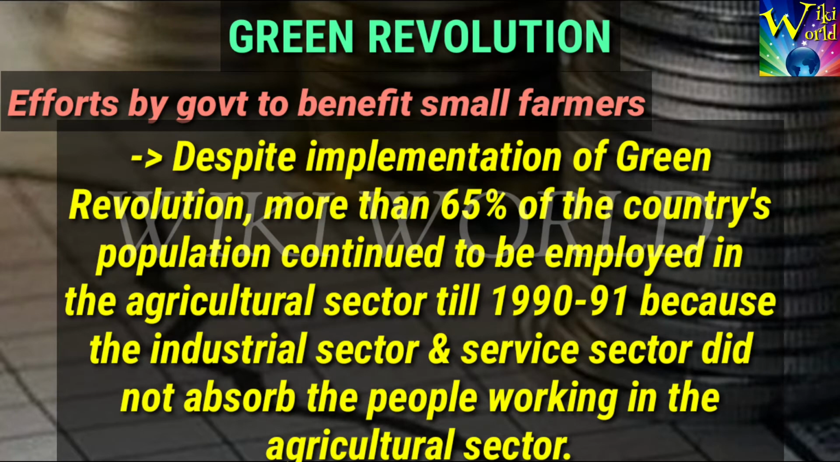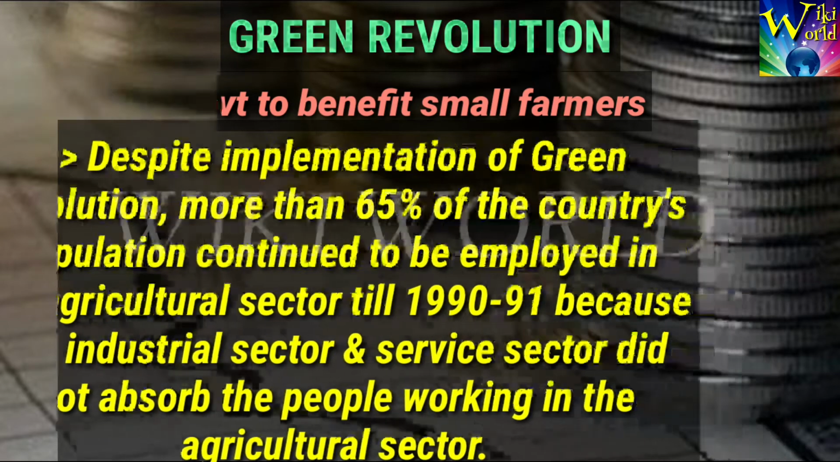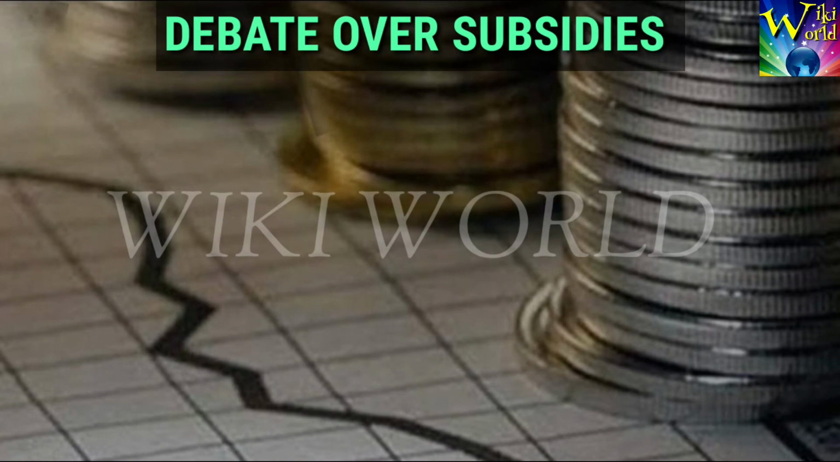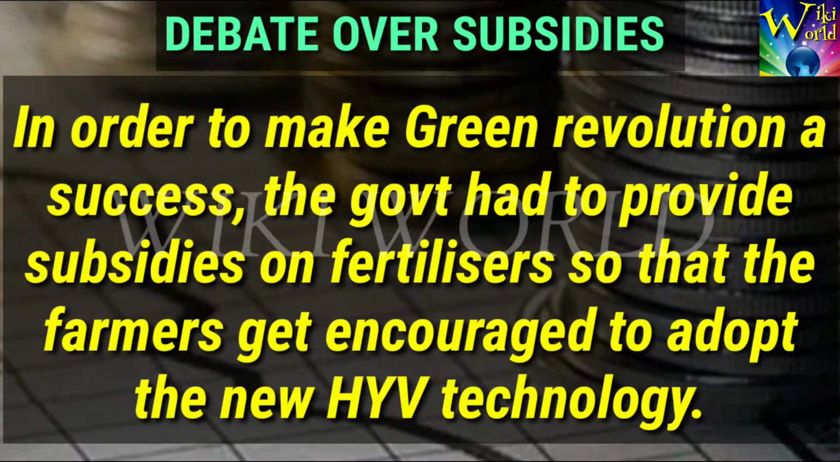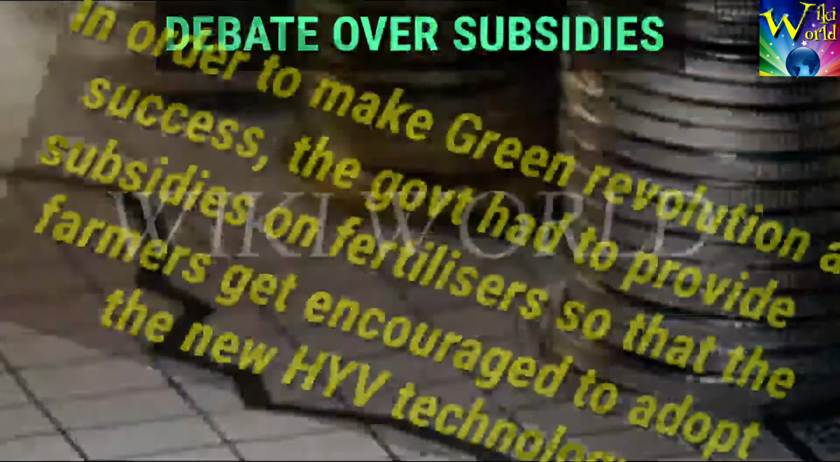Despite implementation of Green Revolution, more than 65% of the country's population continued to be employed in the agricultural sector till 1990-91, because the industrial sector and service sector did not absorb the people working in the agricultural sector. Now, debate over subsidies. In order to make Green Revolution a success, the government had to provide subsidies on fertilizers so that the farmers get encouraged to adopt the new HYV technology.